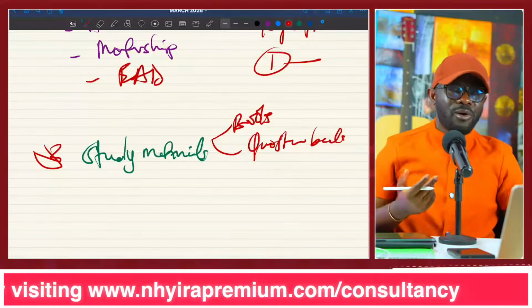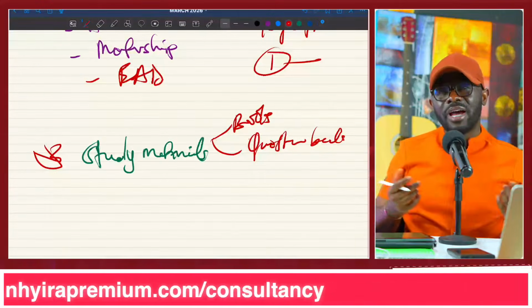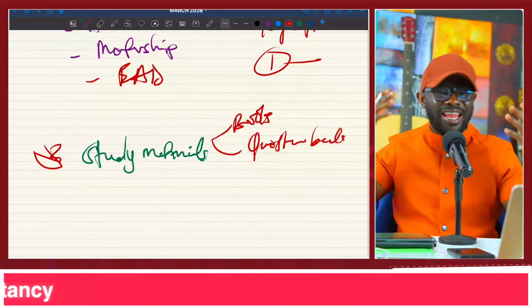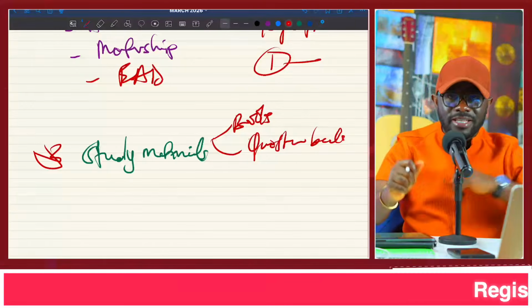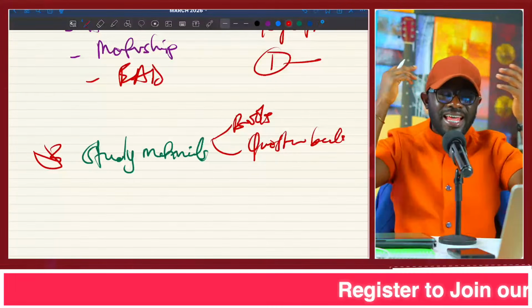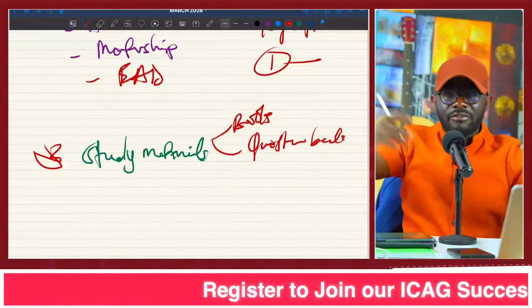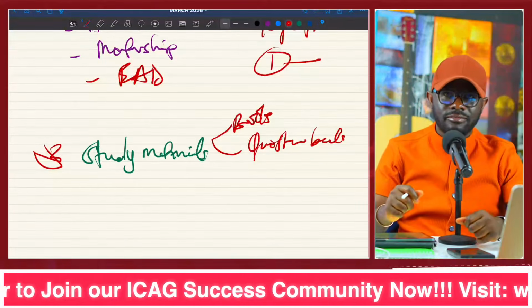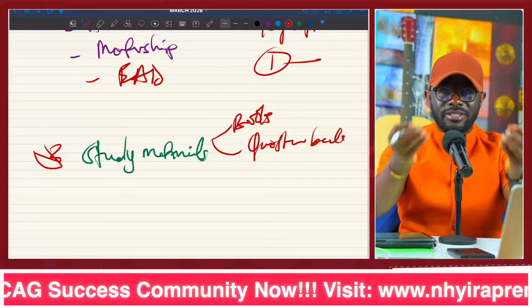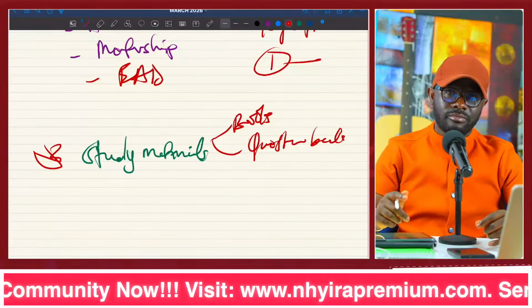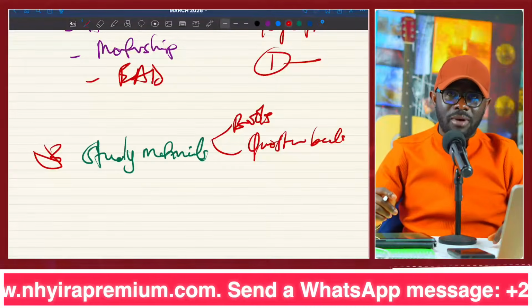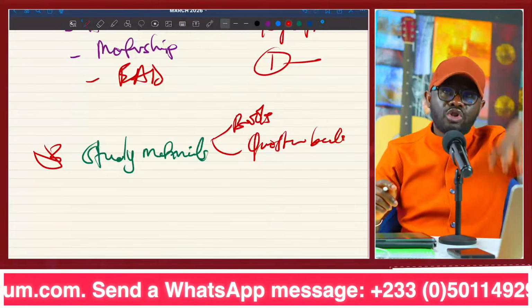And sometimes people will be like, Nhyira, I don't have money. But you have expensive weave on. I don't have money, but you are using an expensive phone. I don't have money, but you are taking your girlfriend out, your boyfriend out. How about your future? Get study materials that will help you. Get books. Get the ICAG question banks. Invest in what you are doing.